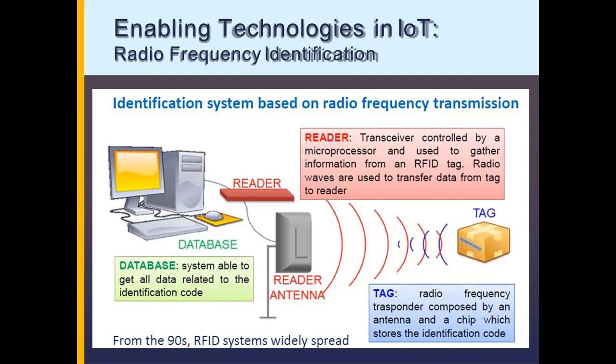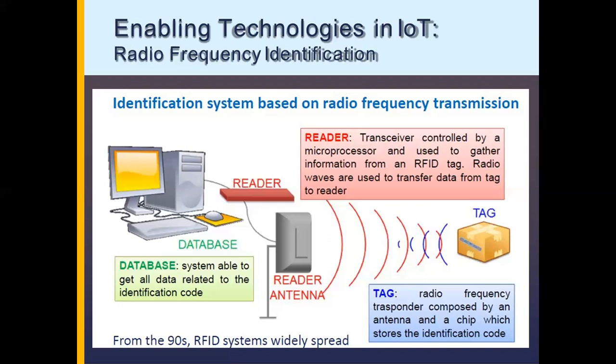Now, you can see the connection is between a device with data and a reader antenna. In between, there is a reader. This reader antenna will take the signals from the devices or any objects, reading that through an antenna, and transferring that data through the reader to the database. The database here is a system able to get all the data related to the identification code. Whatever data is received from the reader through the antenna is stored in the database.